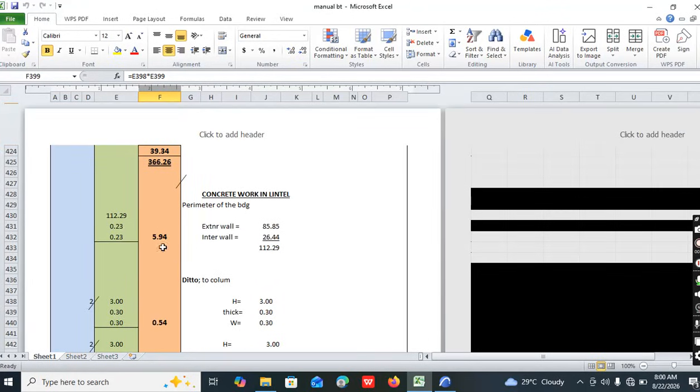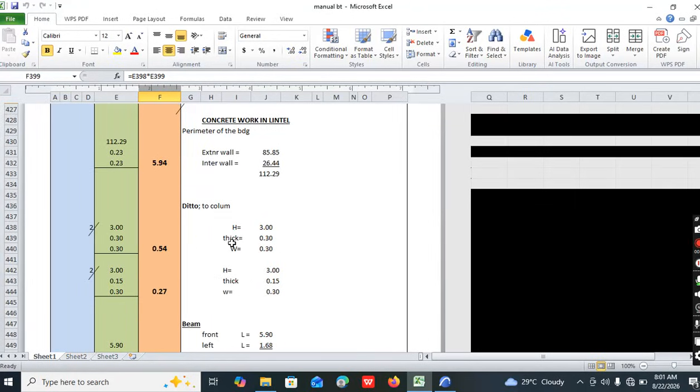So the parameters of our concrete are the external and the internal. Here we have the thickness and the width. The concrete we are talking about is the concrete in the lintel. So we are measuring the concrete in the lintel.